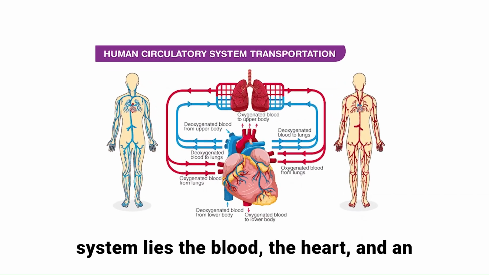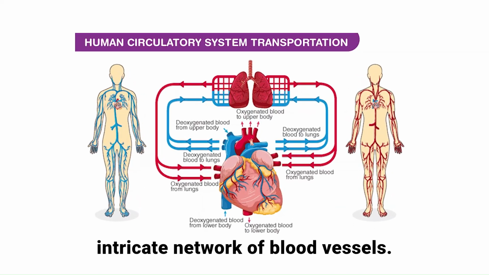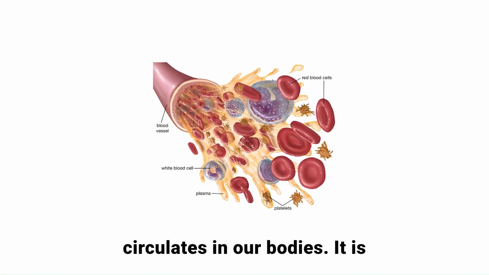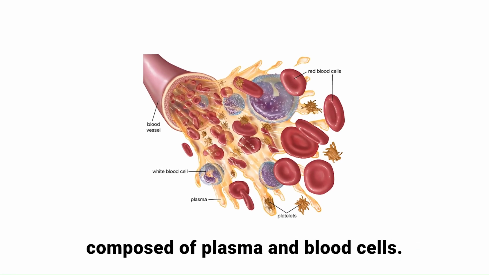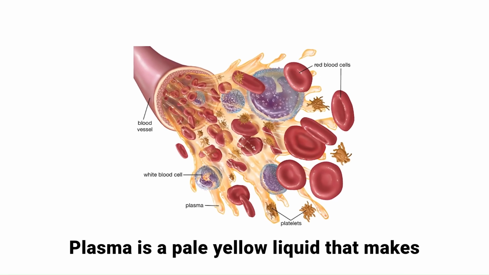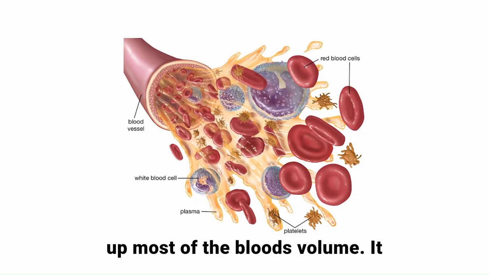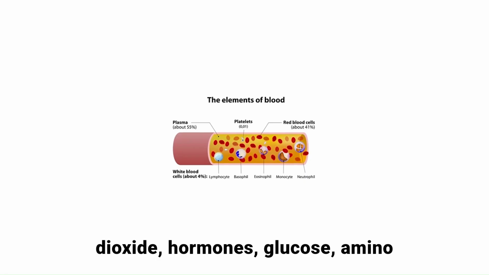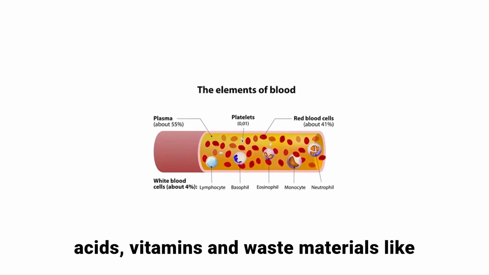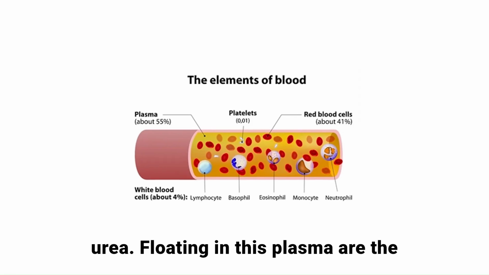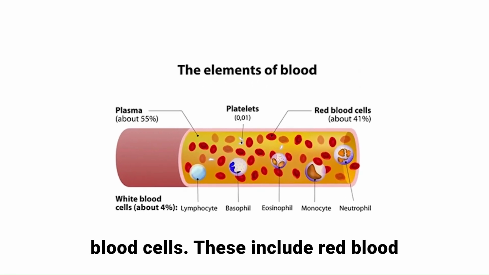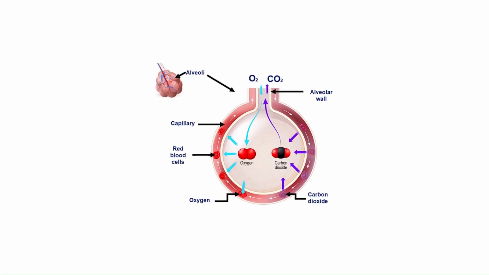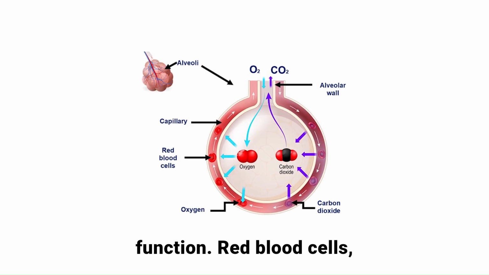At the core of this system lies the blood, the heart, and an intricate network of blood vessels. Blood is the fluid connective tissue that circulates in our bodies. It is composed of plasma and blood cells. Plasma is a pale yellow liquid that makes up most of the blood's volume. It acts as a transport medium for carbon dioxide, hormones, glucose, amino acids, vitamins, and waste materials like urea. Floating in this plasma are the blood cells. These include red blood cells, white blood cells, and platelets. Each of these has its own important function.